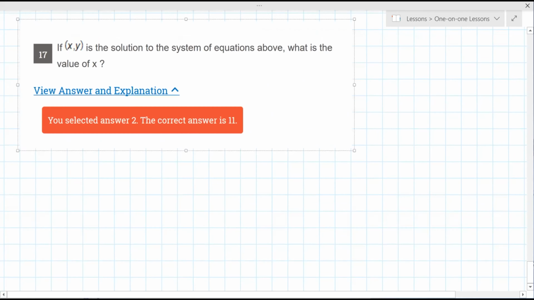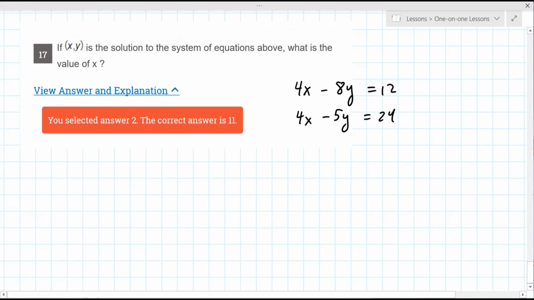I'll write the system. So the system is 4x minus 8y equals 12. And the other one is 4x minus 5y equals 24. So they're essentially asking here, solve the system, but give me the value of x. Pretty straightforward, right? Well, if you use elimination, which is what you should do, what ends up happening is you get y first. And that's why it's written this way.